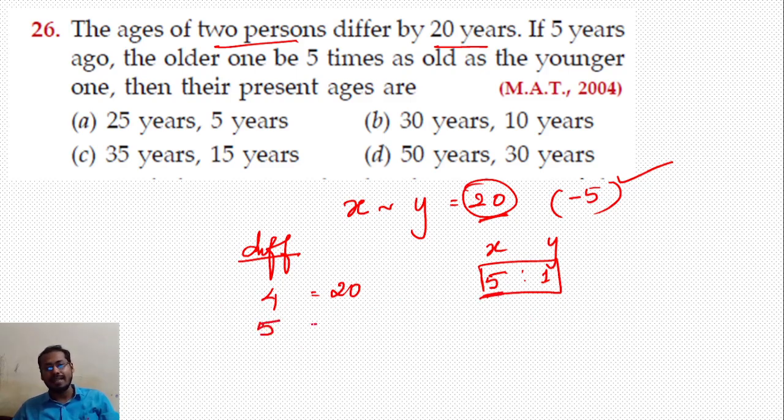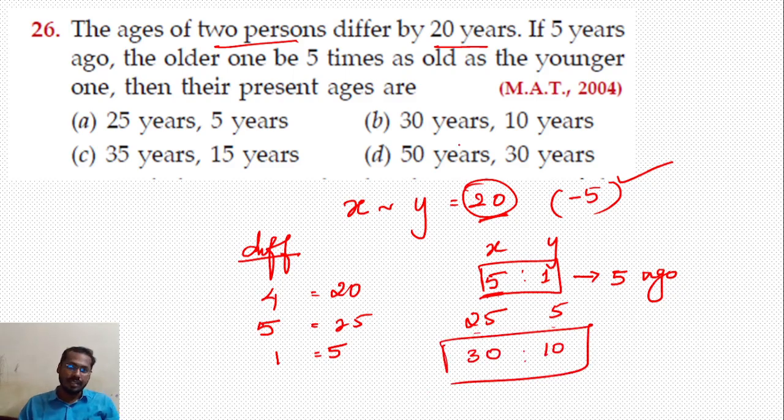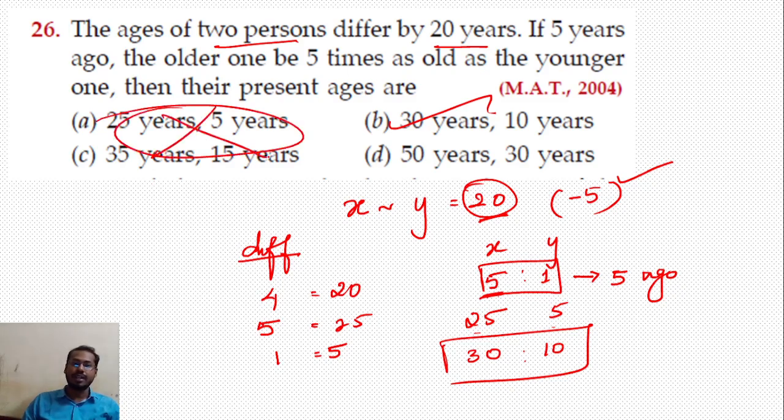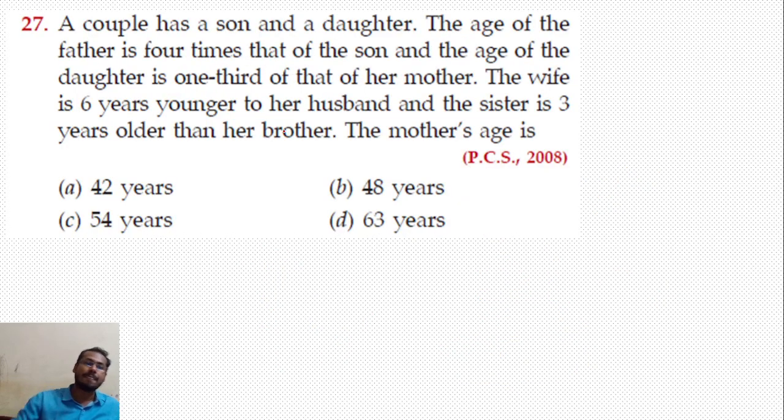So, from this, I am going to find X's age. X age is 5 parts and Y age is 1 part. So, let's find 1 part. 1 part is equal to 5. Then 5 parts will be 25. So the ages are 25 and 5. This is 5 years ago. Correct? So if I want to know the present age, I need to add 5 to these two values. So 30 and 10 is the present age of X and Y. So what is the question? So both 30 and 10 years. Okay, look at this. 25 and 5 are also given. Don't take this. We need to come to the present age. Okay, right. Next question. A couple has a son and a daughter.